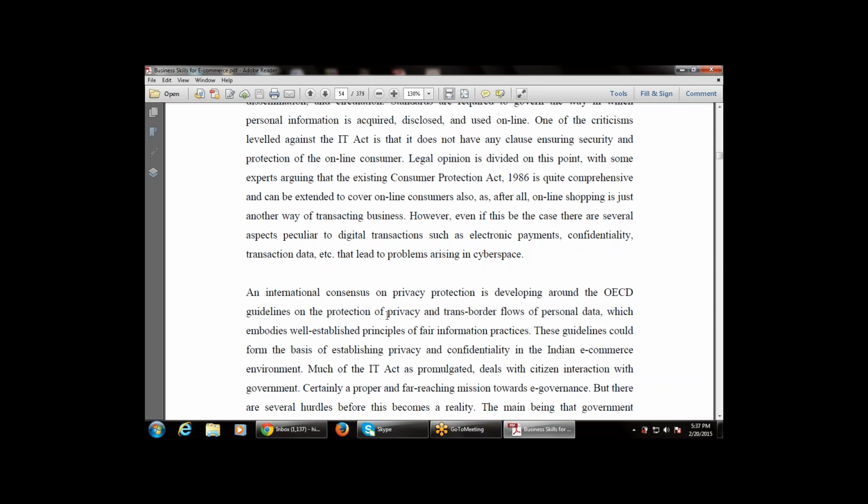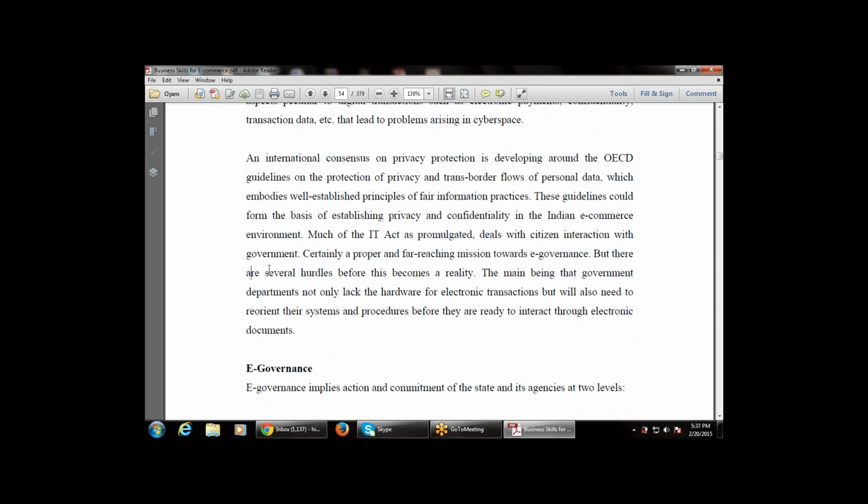Certainly, it is a proper and far-reaching mission towards e-governance, but there are several hurdles before this becomes a reality. There are some obstacles in between. While doing that, there must be proper rules and regulations for e-commerce. The main hurdle is that government departments not only lack the hardware for electronic transactions, but will also need to reorient their systems and procedures before they are ready to interact through electronic documents. So the main need is to reorient the systems and procedures before they are ready to interact through electronic documents.